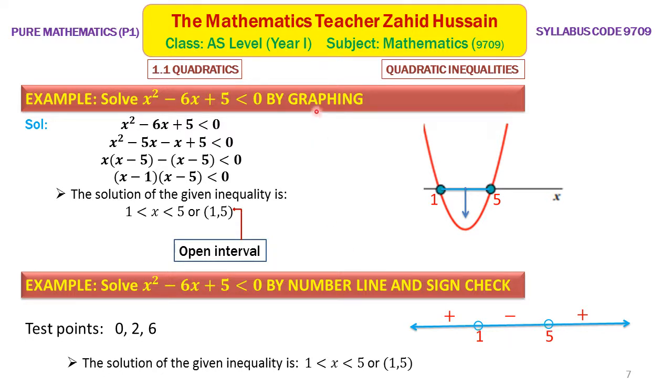So the graphing and number line methods are almost the same. You just have to draw a graph, or you have to draw a number line and check the sign of the function between the intervals like this. Have a look at this. So this is the question which we have solved by graphing and number line method. Now we will solve the same question by completed square form.